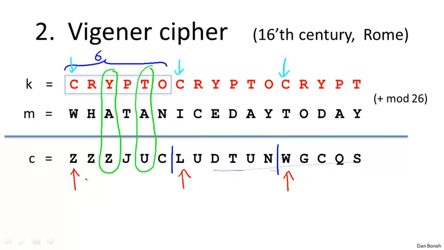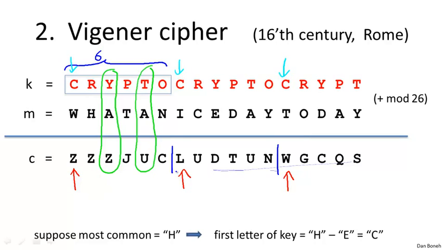So if we collect all these letters, then the most common letter among this set is likely to be the encryption of E. Right? E is the most common letter in English. Therefore, if I look at every 6th letter, the most common letter in that set is likely to be the encryption of the letter E. Aha! So let's just suppose that the most common letter among every 6th letter happens to be the letter H. Then we know that E plus the first letter of the key is equal to H. That says that the first letter of the key is equal to H minus E. And in fact, that is the letter C. So now we've recovered the first letter of the key.